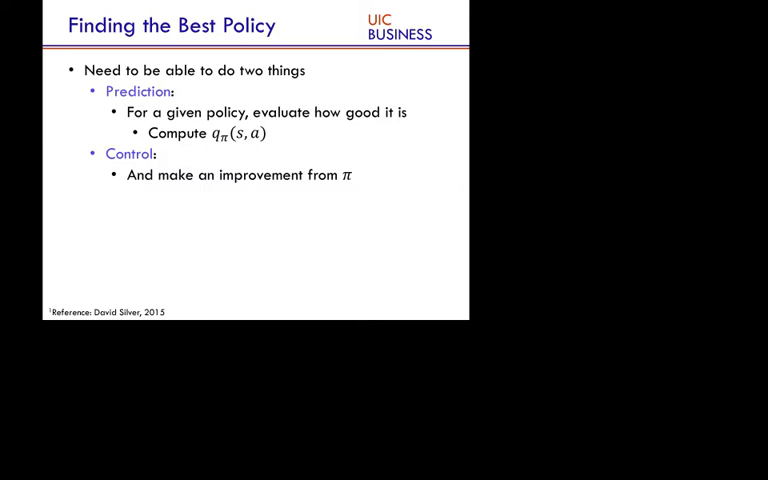The first thing is prediction. Your algorithm, or whatever solution you come up with, should be able to evaluate a policy. If I give you a policy pi, the algorithm should be able to say how good or how bad this policy is. And the second thing is that the algorithm, of course, has to make improvements. If it's an iterative algorithm, it has to make improvements on pi so that it can eventually get to pi star, which is the optimal policy.